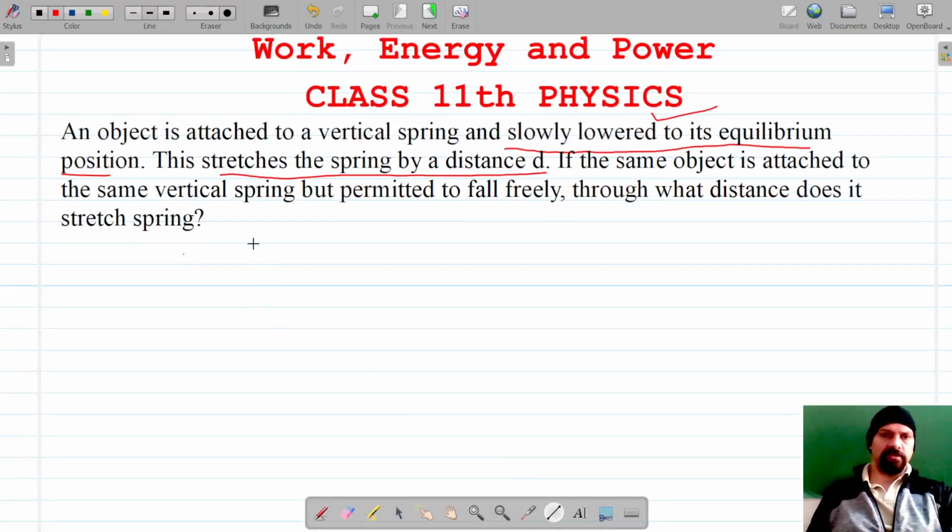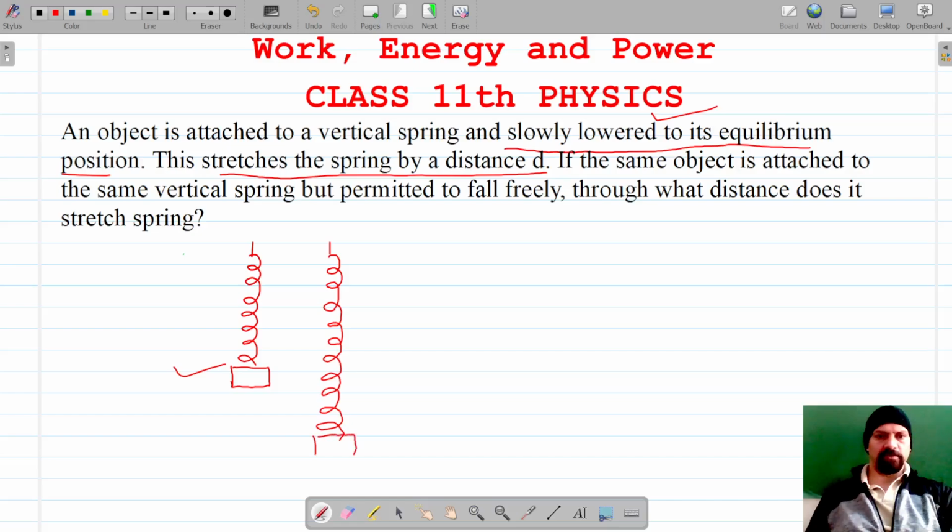So let's say initially the spring is like this with a weight, and it's not allowed to move downwards. Now, if the object is lowered slowly, let's say it comes and rests at this position. And now the distance by which this spring lowers is d.